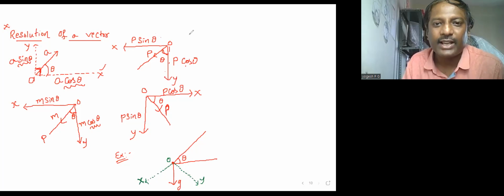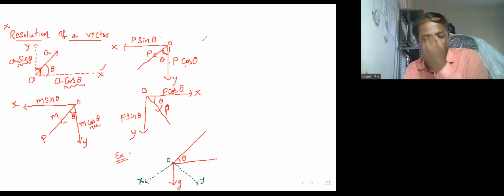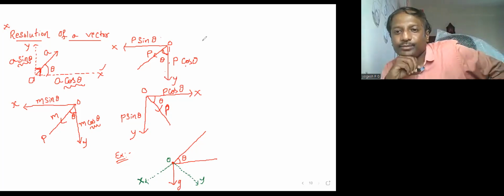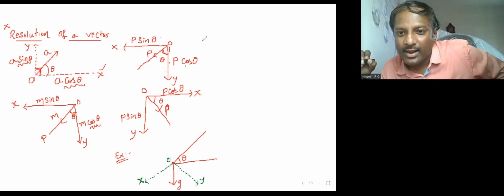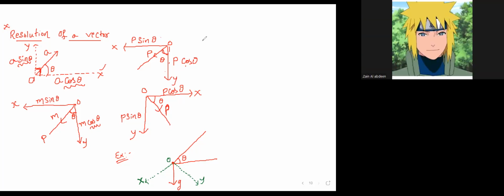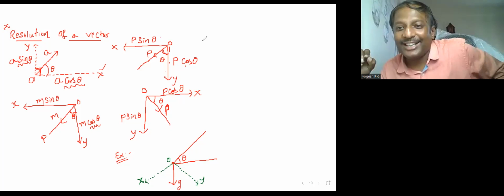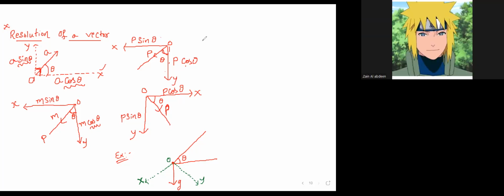Now you can tell me which one will be G cos theta and which one will be G sin theta. OX will be cos, OX is cos theta. OX is G cos theta. Yes, sir.